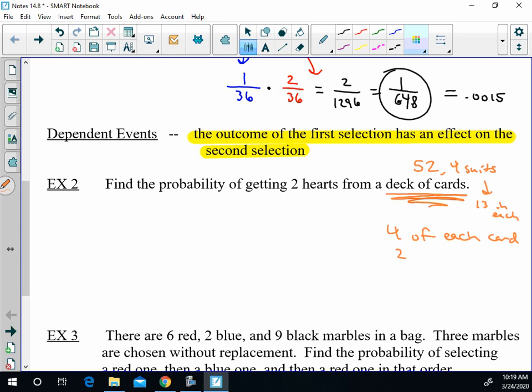You can go 2, 3, 4, and so on, 10, jack, queen, king, ace. So there's 13 cards, 2 through ace. Each one of them has 4, 1 of each suit. You can always just search this online. You can Google deck of cards to see what that looks like.